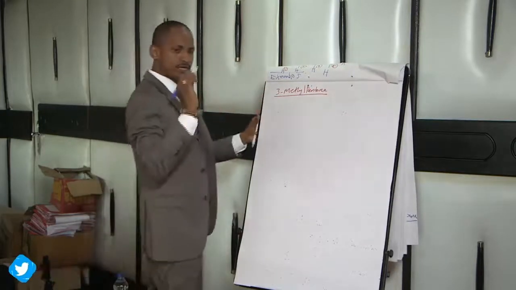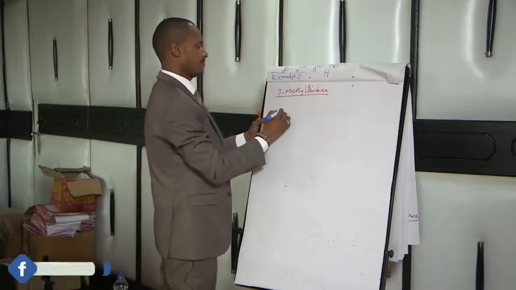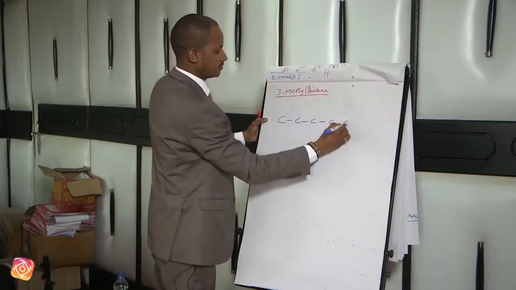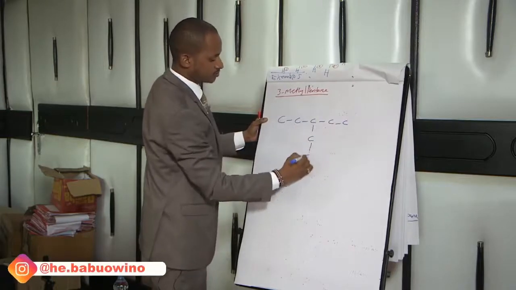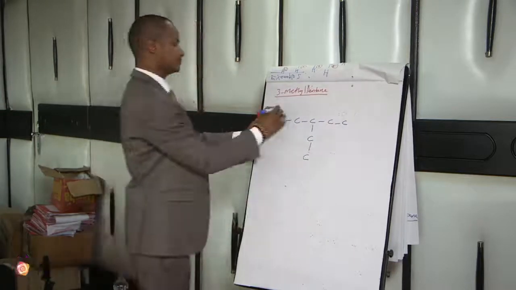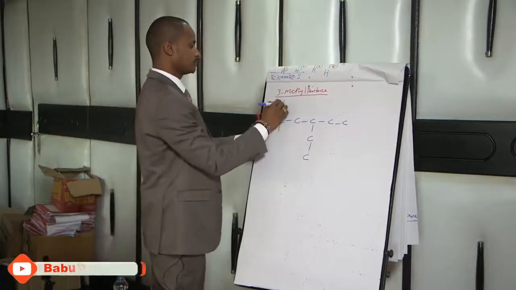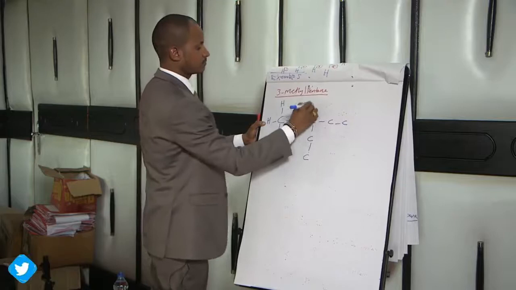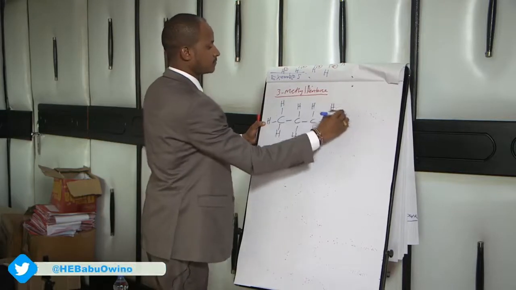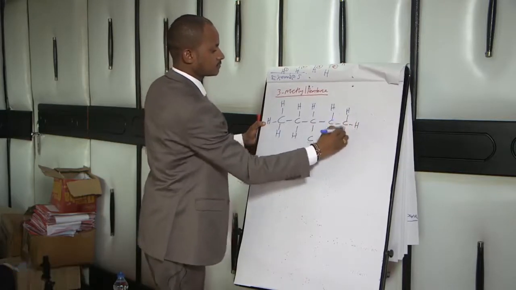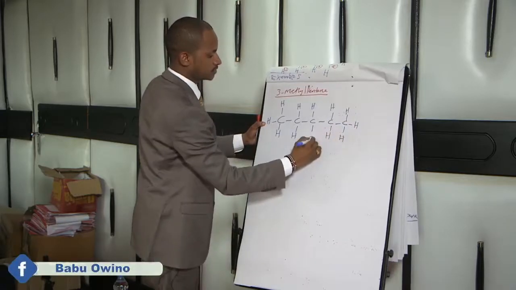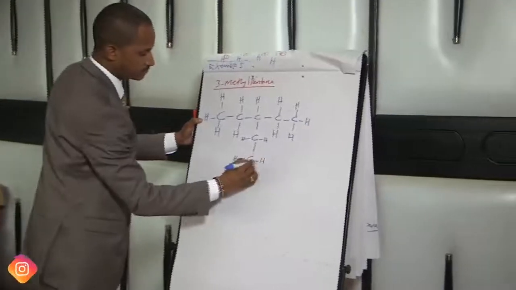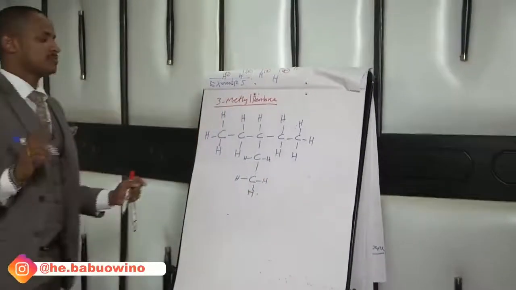Then, be keen here, class. Be very keen. I'm bringing in another example that needs a lot of keenness. Class, be very keen here.